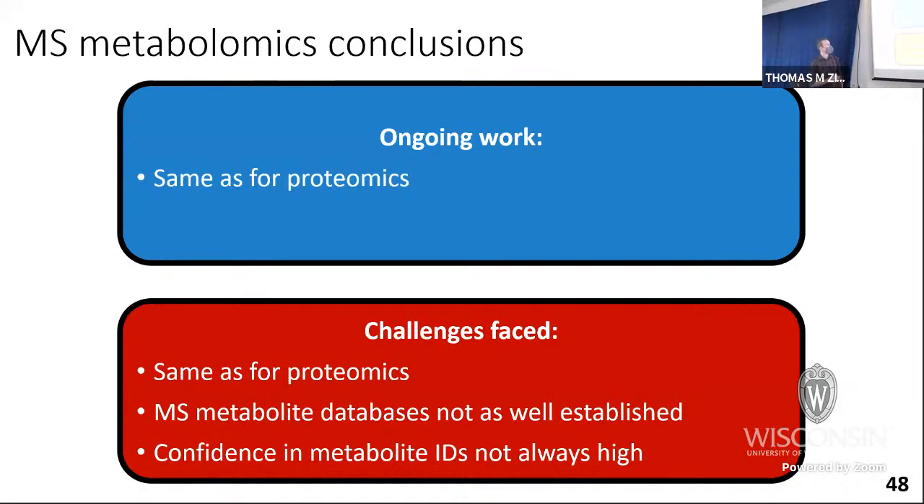Ongoing work, a lot of work, as I mentioned, for the proteomics as well. So trying to identify key candidates for follow-up experiments. A lot of the same challenges as for the proteomics. There's missingness in the metabolites as well. Another big problem with metabolites is that the mass spectrometry databases for identifying metabolites are not as well established as for proteomics. Because with proteomics, you can go back to the human genome, which is well understood and well mapped out. Metabolites are a little bit harder to identify.